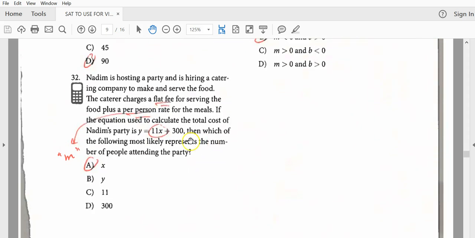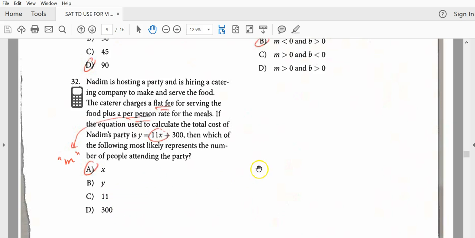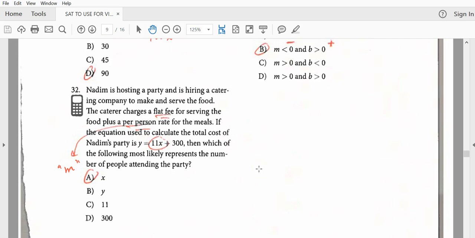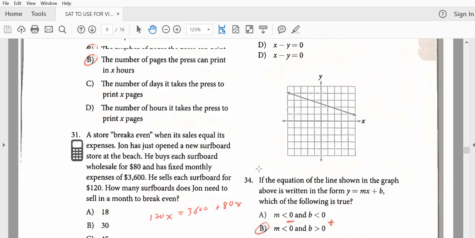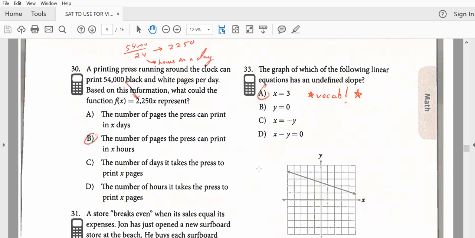Alright. So the following most likely represents the number of people attending the party. Okay, so we had a flat fee, so that's like a B. And then a per person cost here, so that would make sense, the $11 per person, right? So X would be our per person value. If we're looking for a number of variable, we definitely don't want to give those constants. It's always going to be one of our X or our Y there. So in this case, Y would be the cost. X would be the number of people.